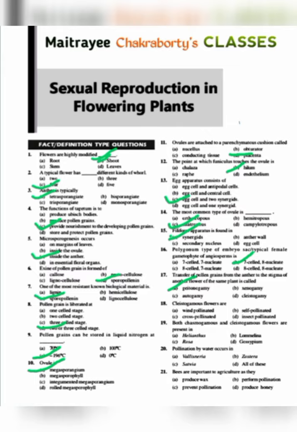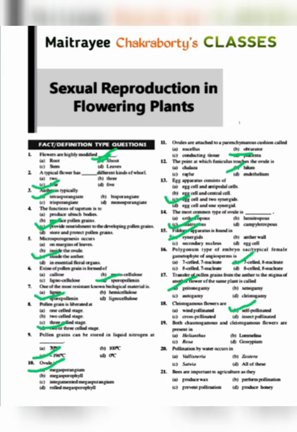Cleistogamous flowers are A. Wind pollinated, B. Self pollinated, C. Cross pollinated, D. Insect pollinated. So what we know, in some plants bisexual flowers are formed which never open throughout the life. Such flowers are called cleistogamous flowers, such as Commelina and Viola. So only self pollination takes place in these plants. Self pollination is a rule in cleistogamous flowers. So question number 18 will be B.